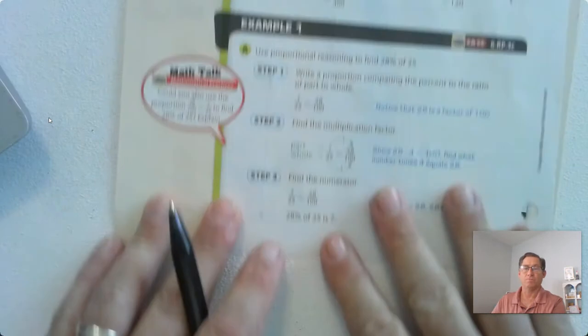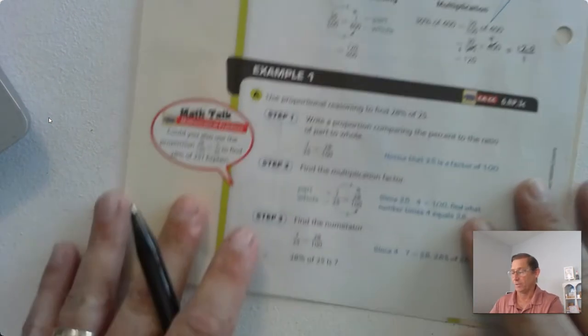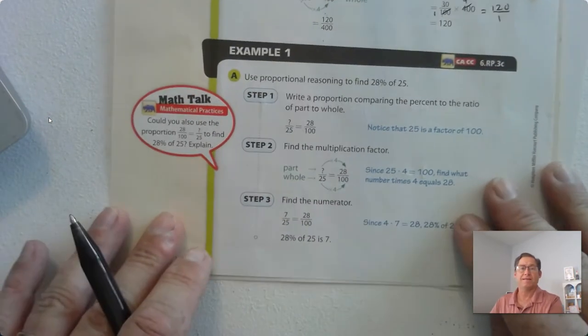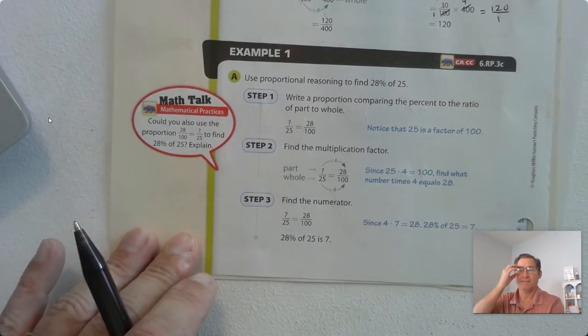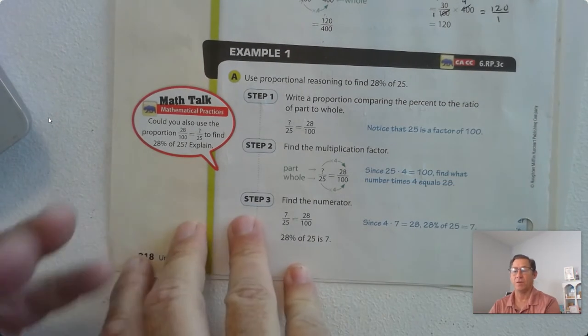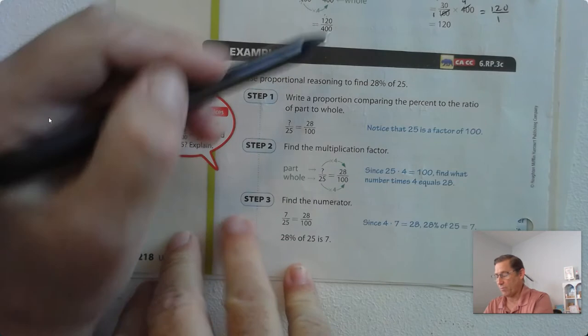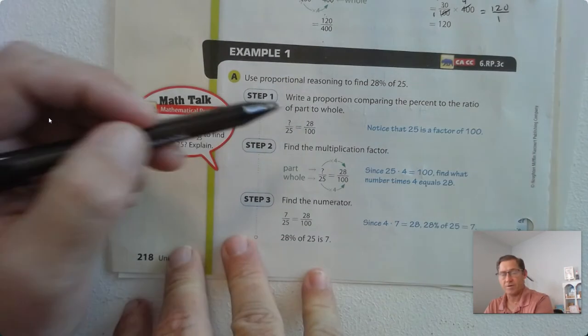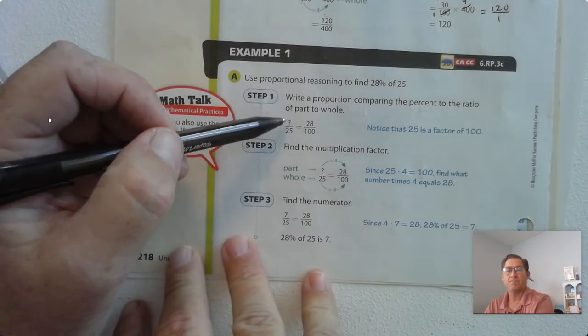So either of these two methods will work. All right, example 1. Use proportional reasoning to find 28% of 25. So write a proportion first, comparing the percent to the ratio of part to whole.